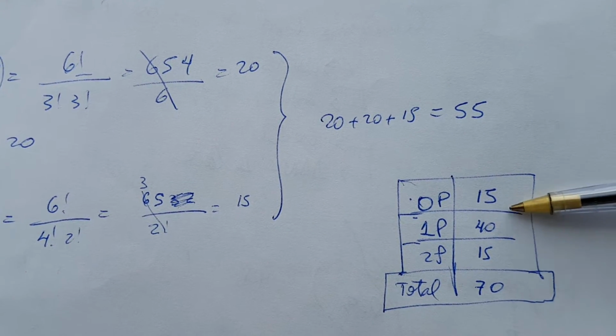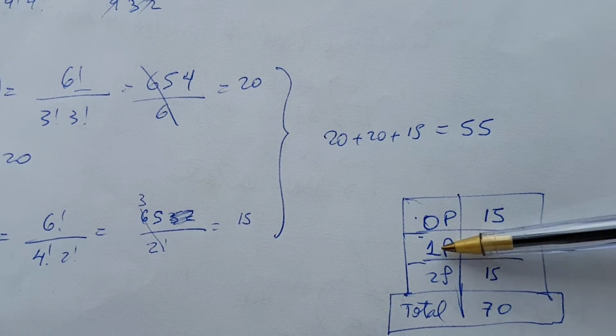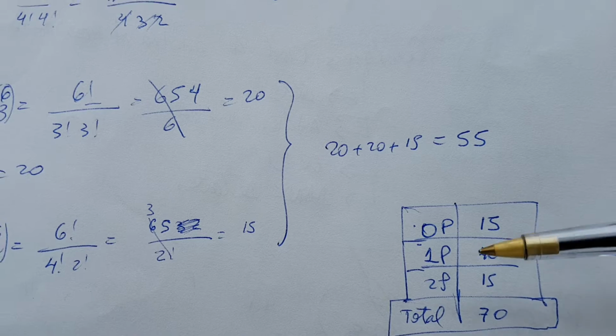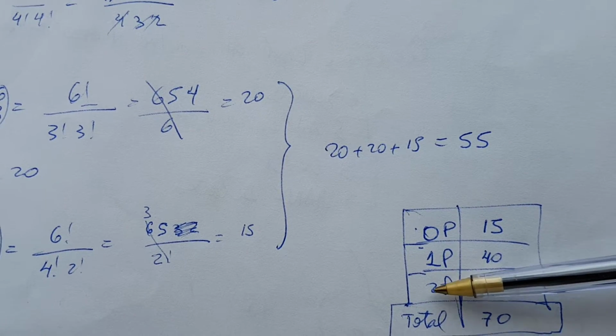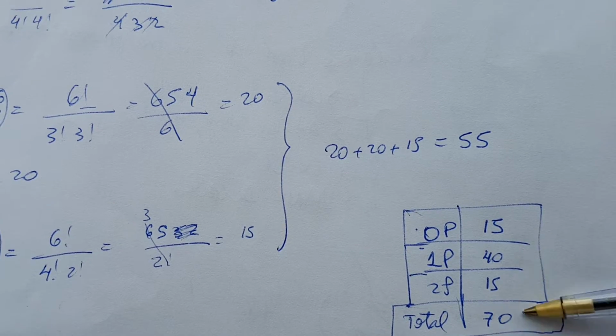Normally, I would do 15 and 70, because sometimes there are more options here, like 1P, 2P, 3P, 4P, 5P, and you don't want to compute each of these options. You want to do at least one option, which is like computing 15, computing the total, and subtracting.